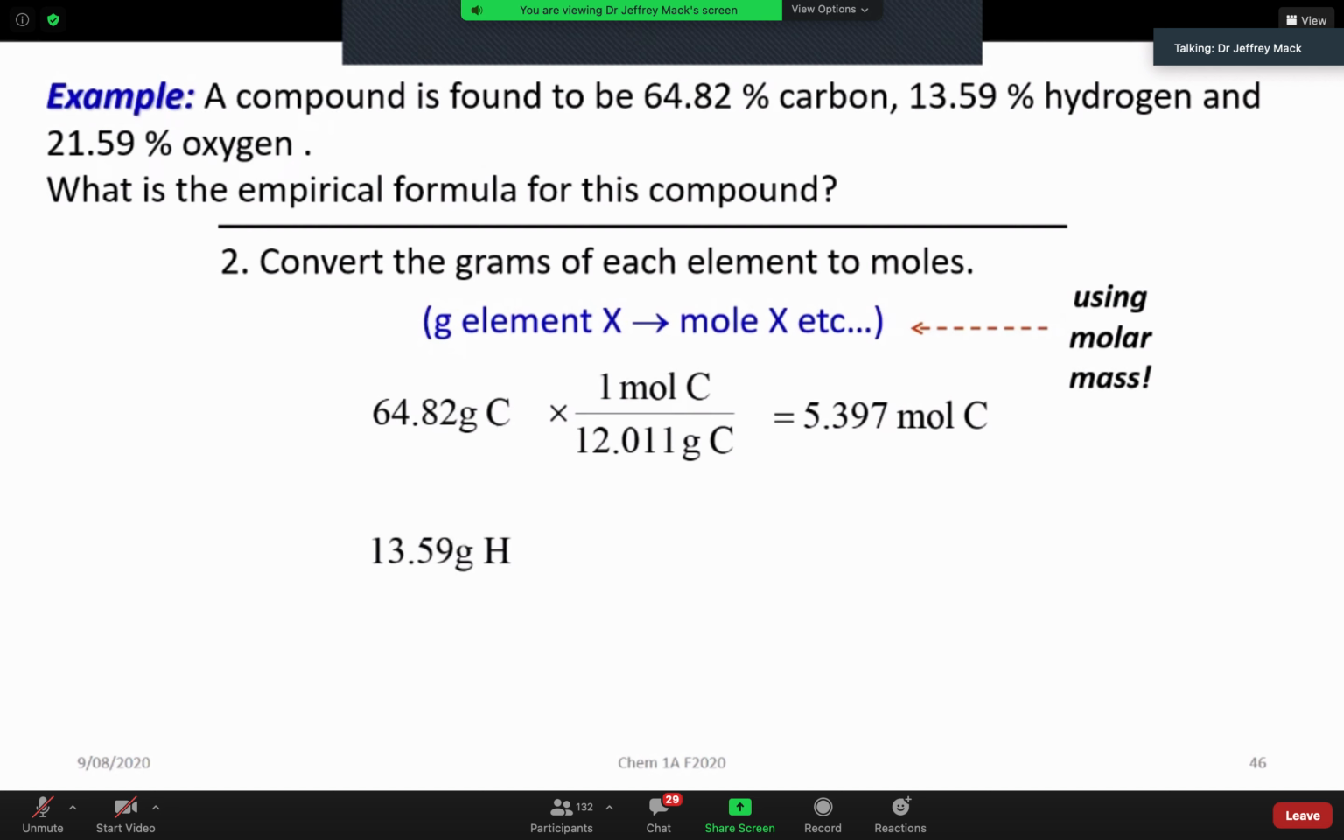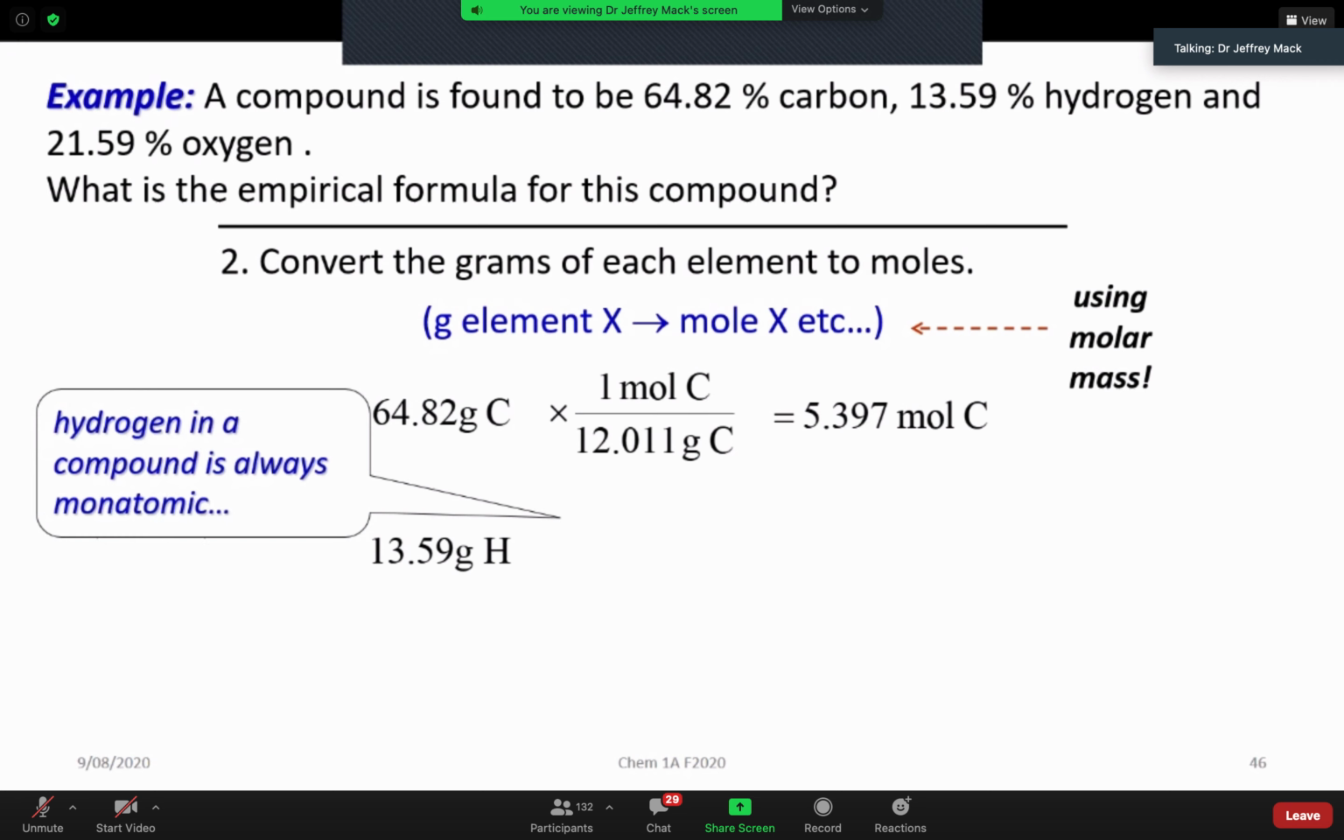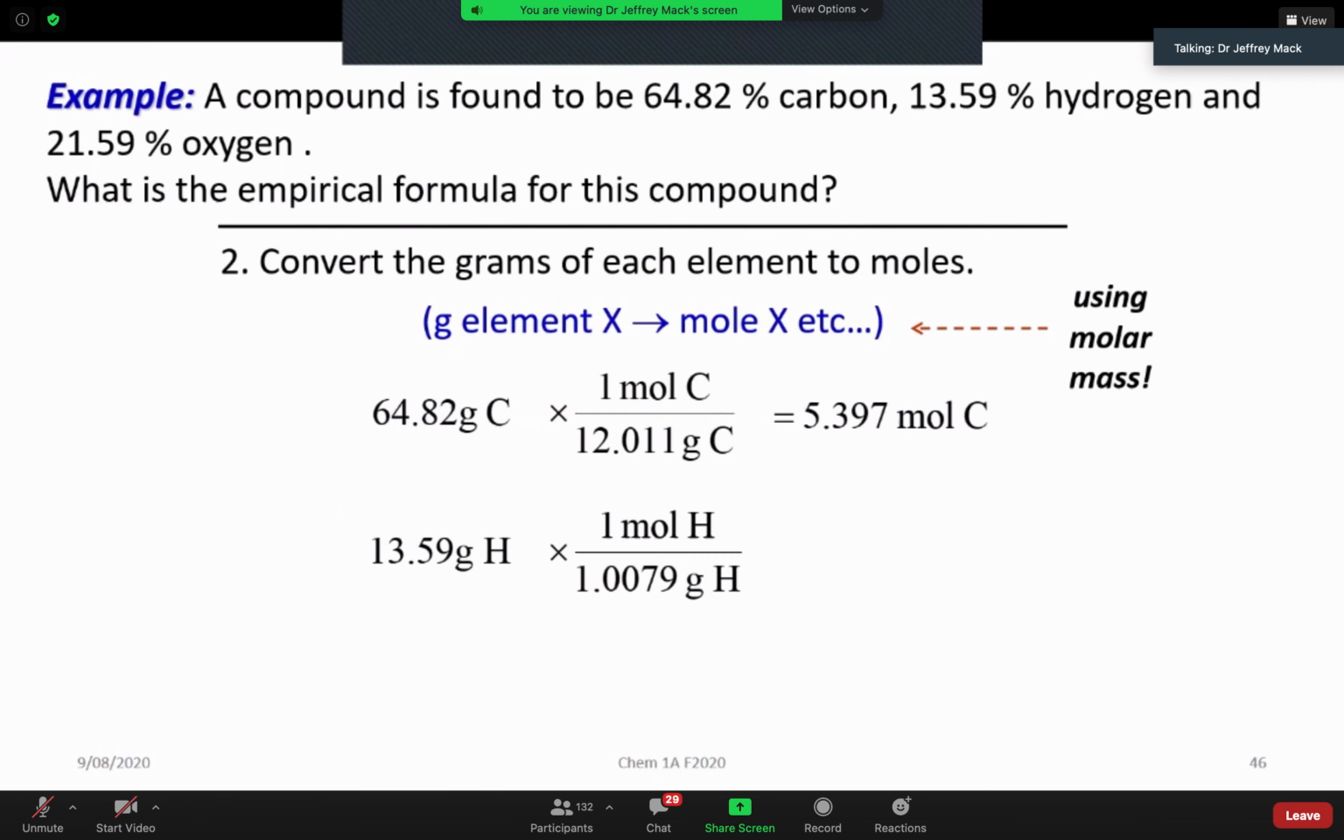I got 13.59 grams of hydrogen. Okay, that's the hydrogen that was in the sample. Remember, hydrogen in a compound is always monatomic. So I use the molar mass for hydrogen, not H2, hydrogen. So that's 1.0079 grams for every 1 mole. So now I've got 13.48 moles of hydrogen in 100 grams of my sample.